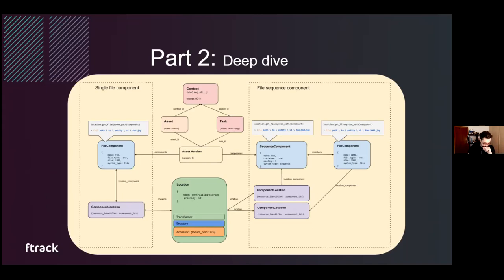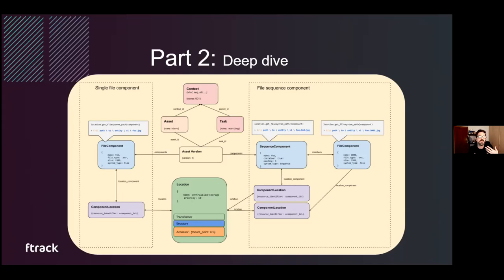Let's start on the left side. We're going to start looking into the simplest of the examples, which is the file component. You remember, file component, sequence component. File components deal with a single file, sequence components with file sequences. So let's start with the simple one. With a single file component, when I do location get file system, I will get the resulting path of my component, but where does this information come from?